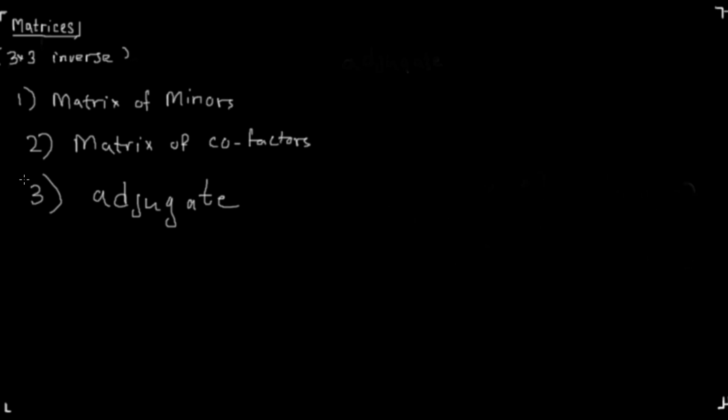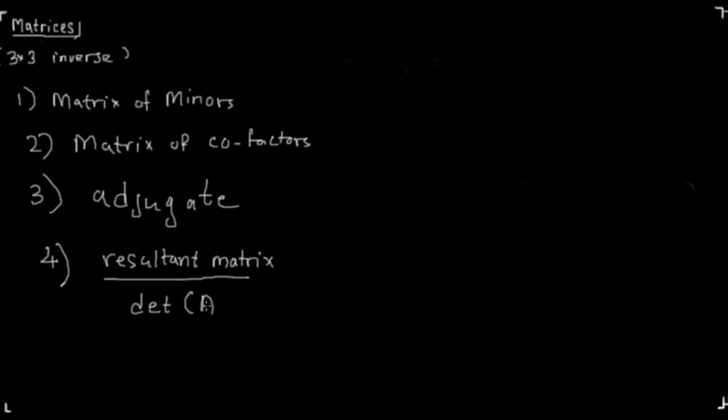So if you find the adjugate, then number four, we have to just divide. So the resultant matrix divided by the determinant of A. So that's all you have to do.